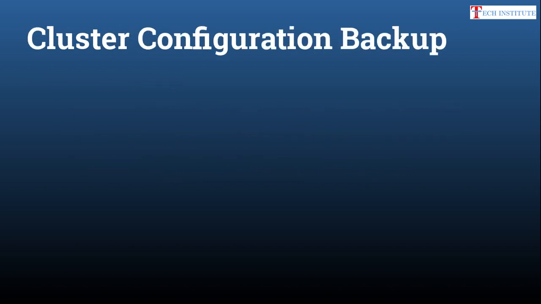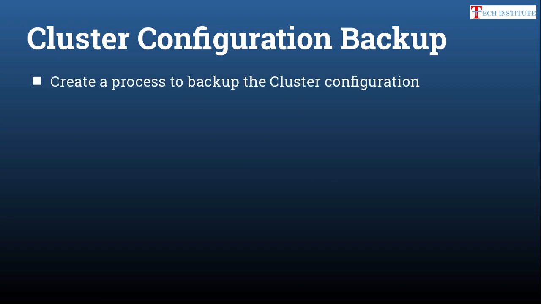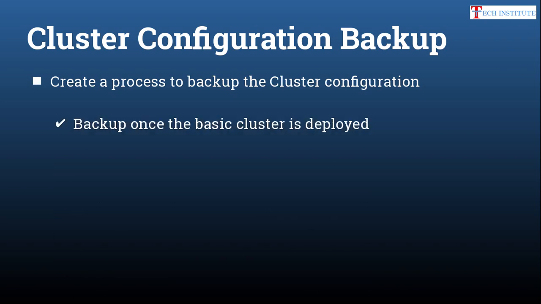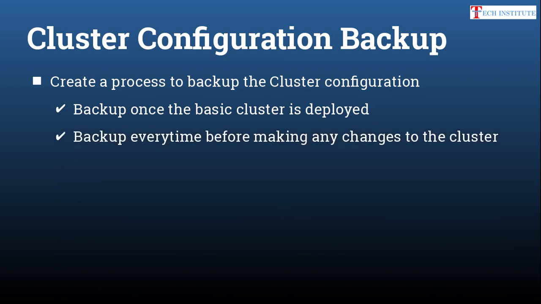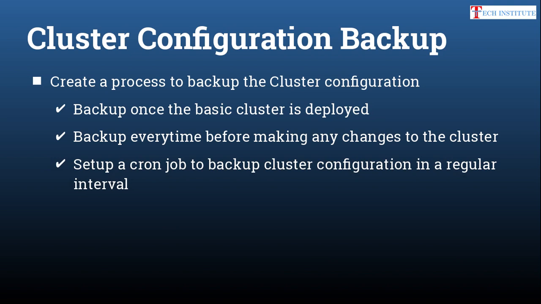Then once you are done with the basic cluster setup and all this configuration, the first thing you do is create a process to back up the cluster configuration. As soon as you do a basic cluster deployment, you take a backup, and then every time you make some changes to the cluster, before doing that you take a backup, and once you are done properly you take another backup. And probably you can put a cron job in place to back up your cluster configuration at regular intervals, so that you have a backup available in case there is a requirement to restore from that backup file. Also you can have a process implemented to take backups regularly.